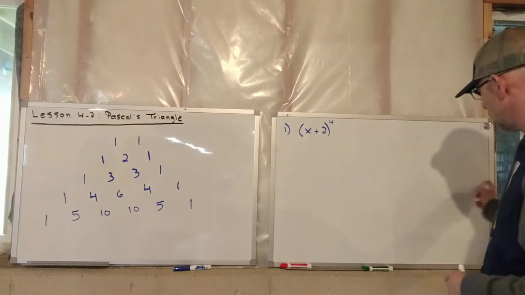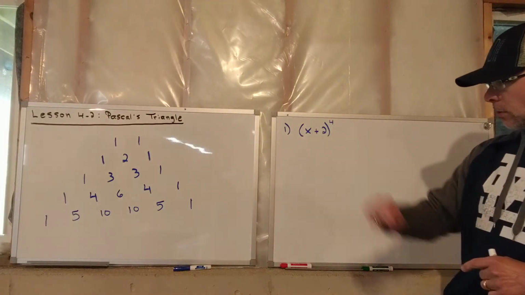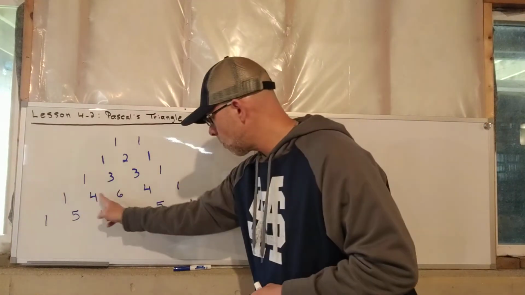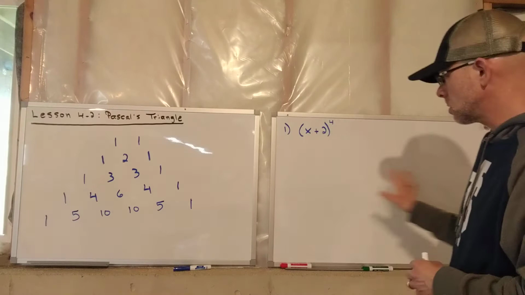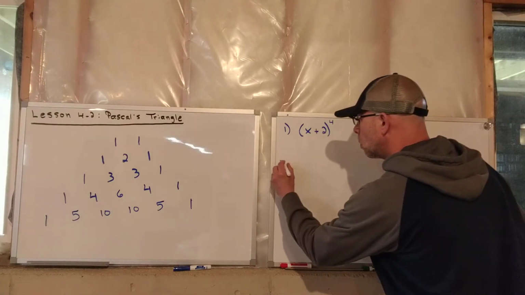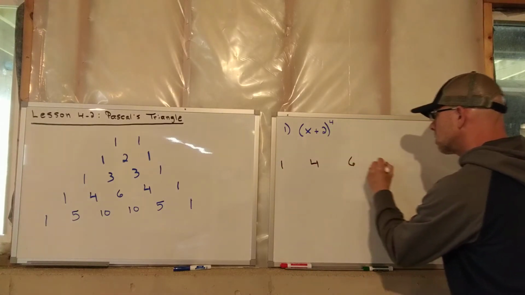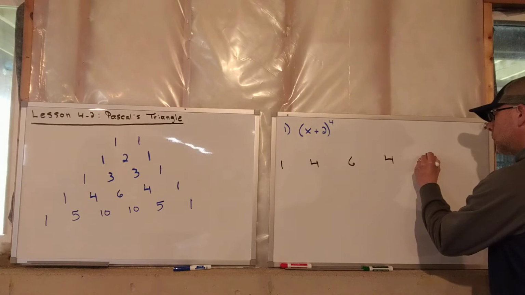I'm going to write this down here. Hopefully this little board's big enough. And I'm going to space out those 5 numbers, 1, 4, 6, 4, 1, across the board. That's going to actually be part of my final answer. So 1, 4, 6, 4, 1.